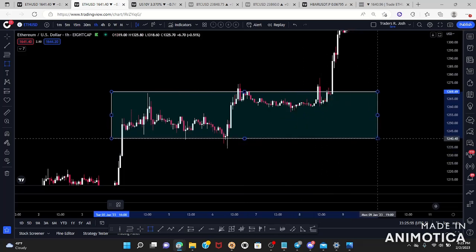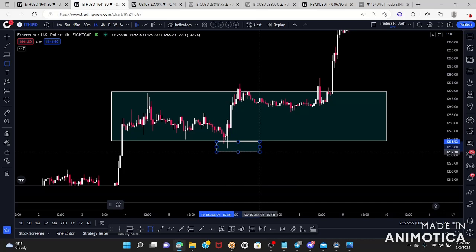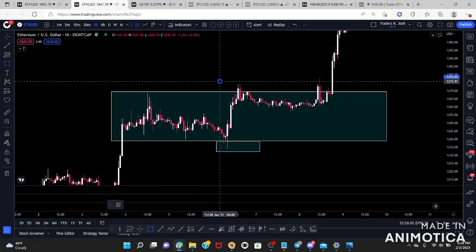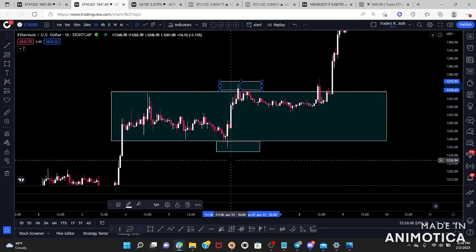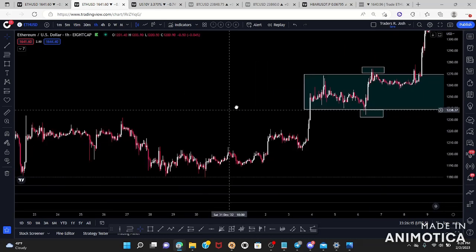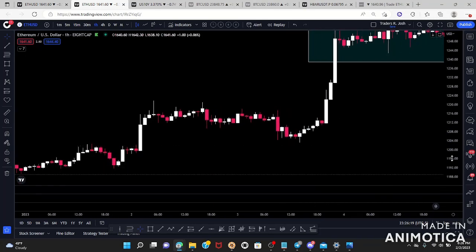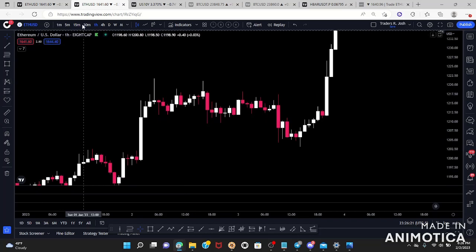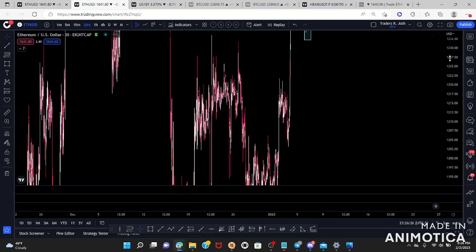So this is your contraction phase, right? So this will be your fake out. This will be your direction. Right here is your ripsaw. So it will fake out first and then show you direction. Remember that. Fake out first, then show you direction with the contraction phase. Right here in this contraction area, it's probably better if we see it in 30 minutes.